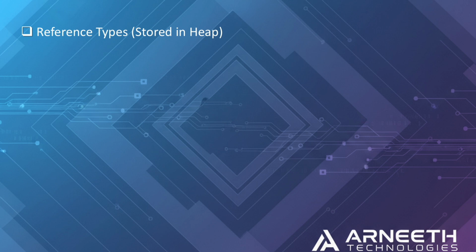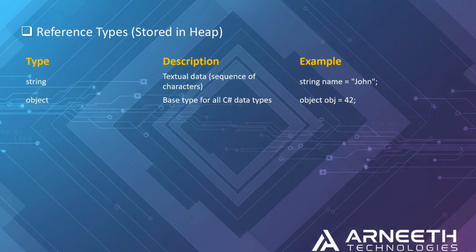A reference type stores its value in heap memory. So what is included in heap memory? First is string, which is textual data, a sequence of characters, some words. Basically this is stored in the heap memory. For example, string name is equal to John, and object, the base type of all C sharp data types. So basically object obj is equal to 45. Suppose we have the employee object, which I will show you.